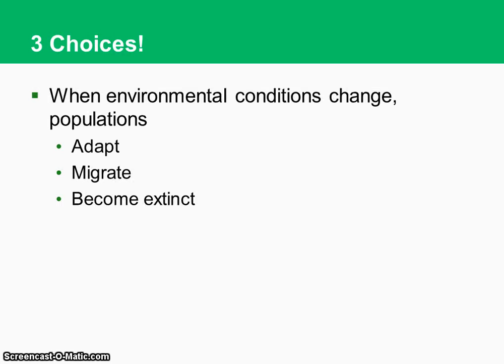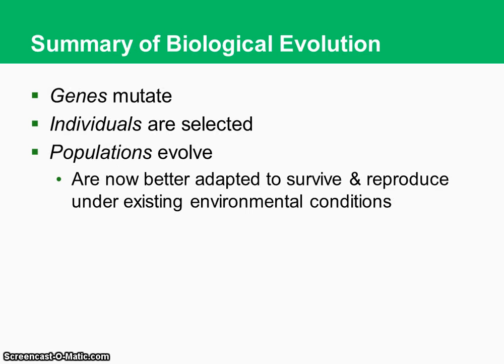There's three choices. If the environment changes, you can adapt, move, or die. We've already discussed that in a previous lecture, but this is why adaptations occur, is changes to environmental conditions. So in summary, for this first part, genes mutate, individuals are selected, and populations evolve. The population, once it evolves, is now better adapted to survive and reproduce under the present environmental conditions. And that's it for part 1.